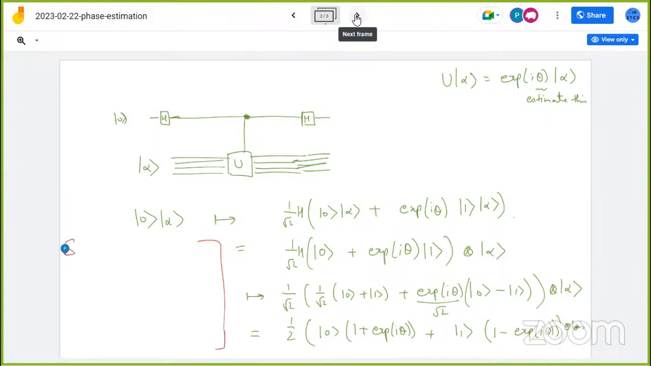So if we measure the top bit, this is the notation often used for this. The probability of 0 is the length of (1 + e^{iθ})/2, squared. So how much is that?